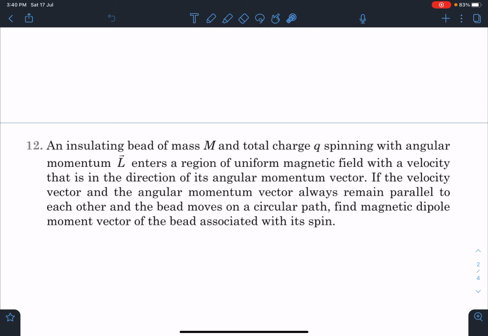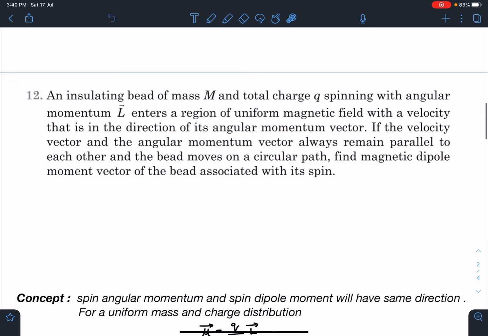An insulating bead of mass m and total charge q, spinning with the angular momentum of L, enters the region of uniform magnetic field with a velocity that is in the direction of its angular momentum. If the velocity vector and the angular momentum vector always remain parallel to each other and the bead moves on a circular path, find the magnetic dipole moment vector of the bead associated with its spin.